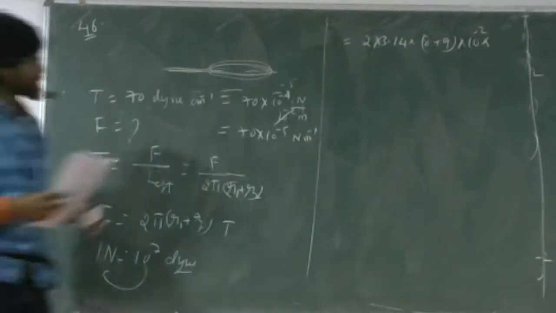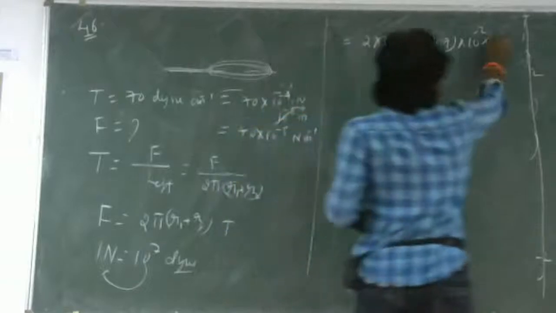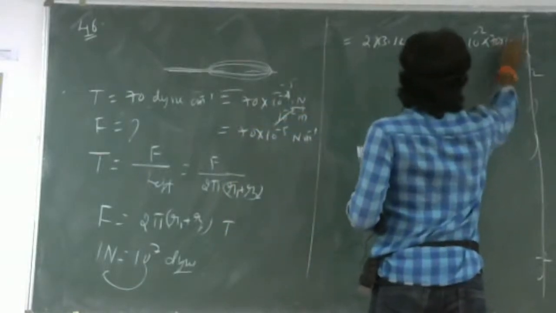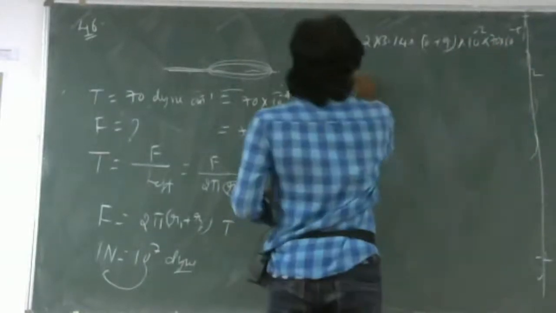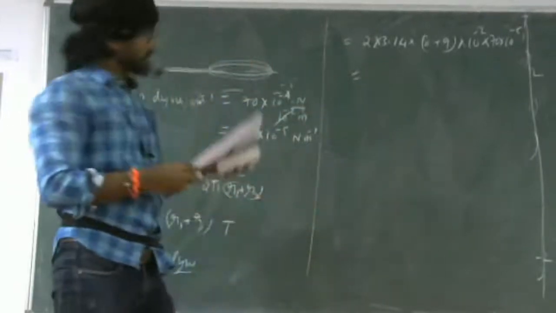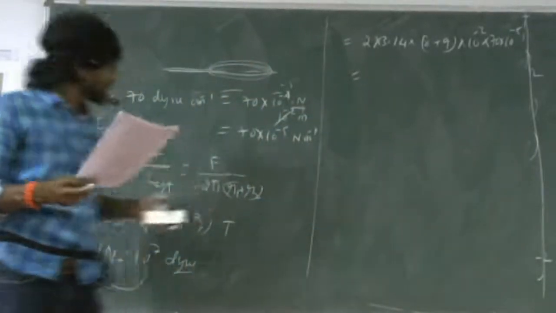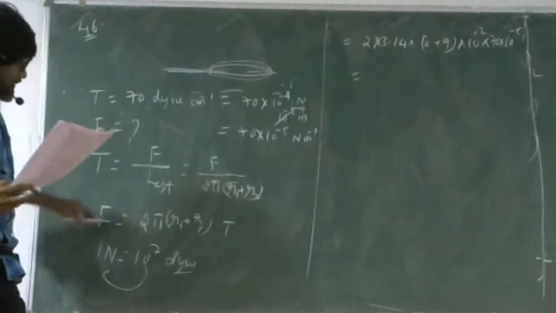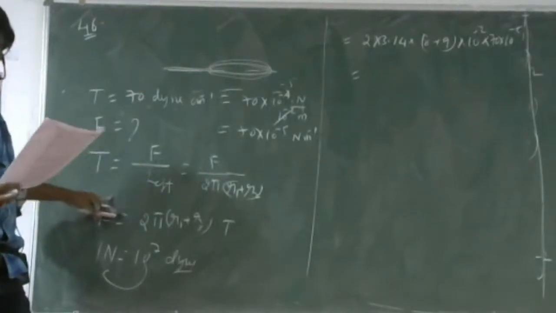Next, substitute the value here: 70 into 10 to the power minus 5. Now simplify this. What is that? 10 to the power 5.